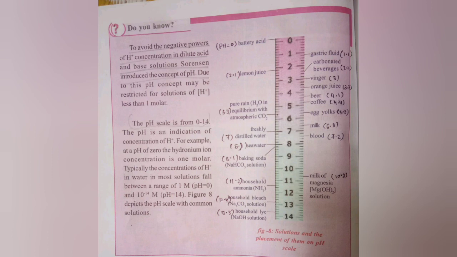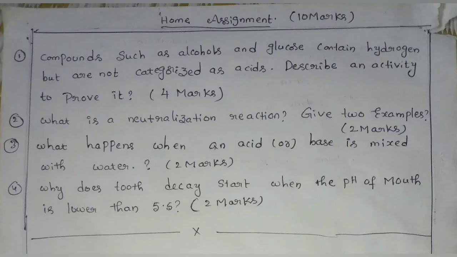pH value of baking soda NaHCO3 solution 8.1, pH value of household ammonia NH3 11.2, pH value of milk of magnesia Mg(OH)2 10.3, pH value of household bleach Na2CO3 solution 12.4, pH value of household lye NaOH solution 13.3. Let us do the home assignment, learn and practice.